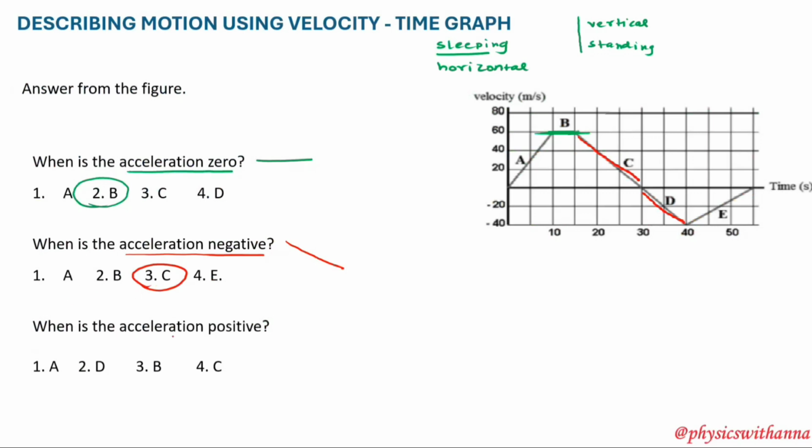Then we need to find when acceleration is positive. Positive acceleration means the line must be going up. Now, if the line is going up, acceleration is positive, and that is happening in region A here and region E. So my option has only E, so I will choose the answer as E. So if the line is going up, we take acceleration positive. If it is going down, we take it negative. And if it is a straight line parallel to the time axis like this one, we take acceleration 0.